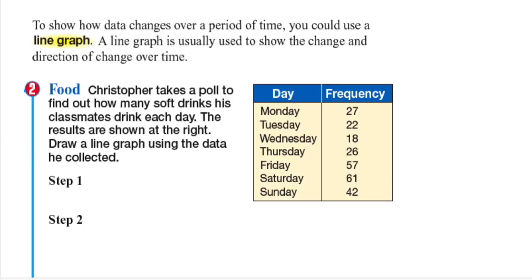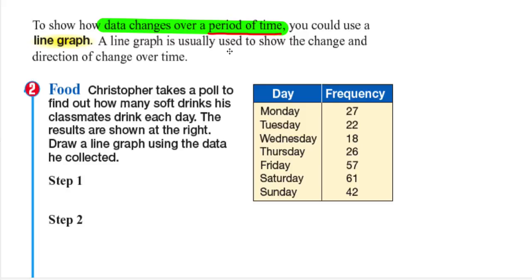Before that, to show data, how data changes over a period of time, you could use a line graph. Again, it tells you right away what a line graph is. If you have data that changes over a period of time, you need to use a line graph. Again, the keywords here are period of time. So if you see time, most probably you need to use a line graph.